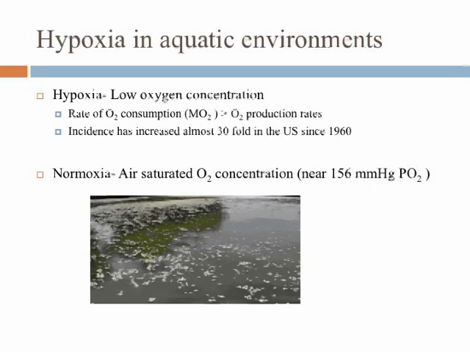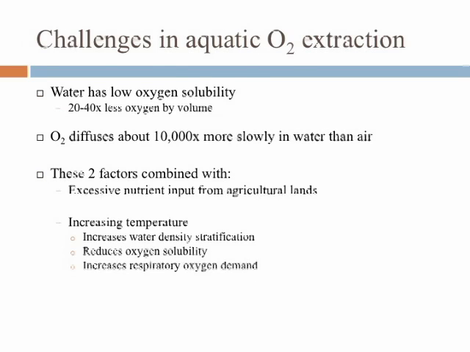Basically, when we talk about hypoxia, we're talking about low oxygen concentration. That's when the rate of oxygen consumption is greater than oxygen production in the system. The opposite of that is normoxia, when the aquatic system is fully saturated with oxygen. The problem of hypoxia has to do with the fact that water has low oxygen solubility when you compare it to air. Oxygen also diffuses more slowly in water than in air.